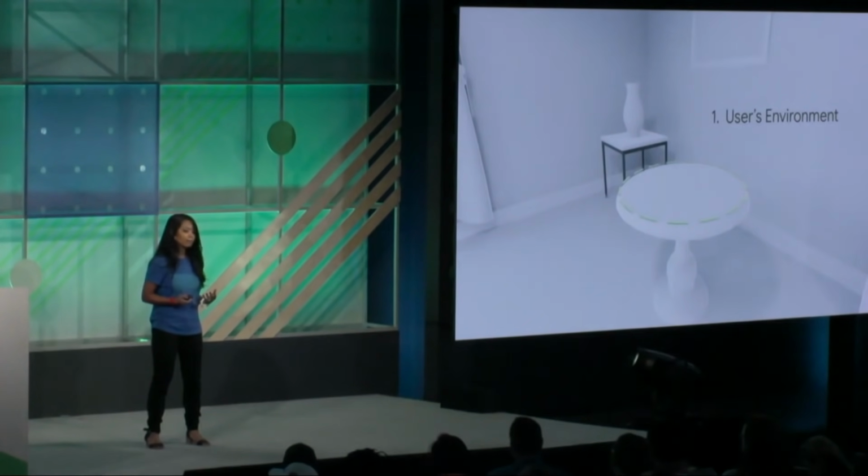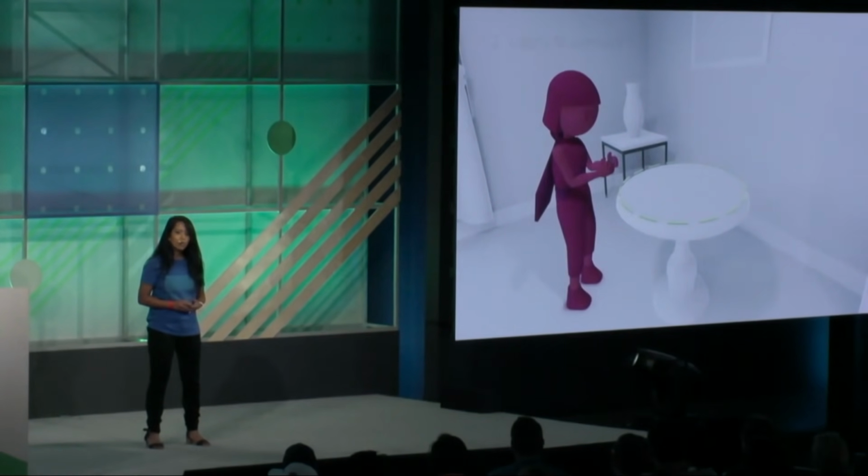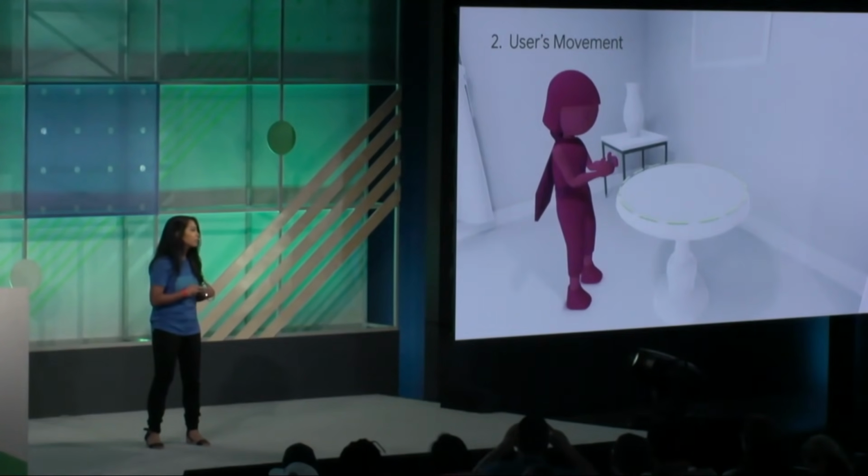First, you want to understand your user's environment. Where will the users be experiencing your app? Think about the surfaces that are available and how your app can adapt to different environmental constraints. Then, you want to consider the user's movement and how much space the user will need in order to experience your app.